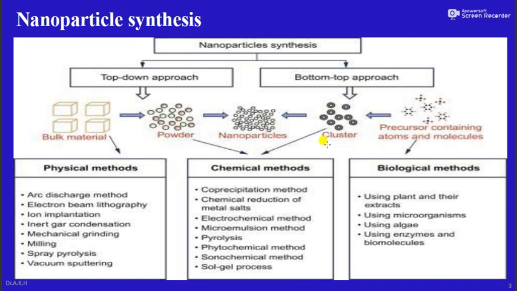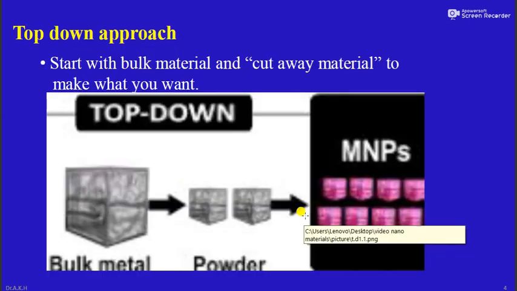We will see that in this we are going to have physical method, chemical method and biological method. In physical method, we have arc discharge method, electron beam lithography, ion implantation, mechanical grinding, milling, etc. In chemical methods, we are going to have electrochemical method, pyrolysis, sol gel processes. And if you see in biological method, that is using plants and their extract, using microorganisms, using enzymes and biomolecules.